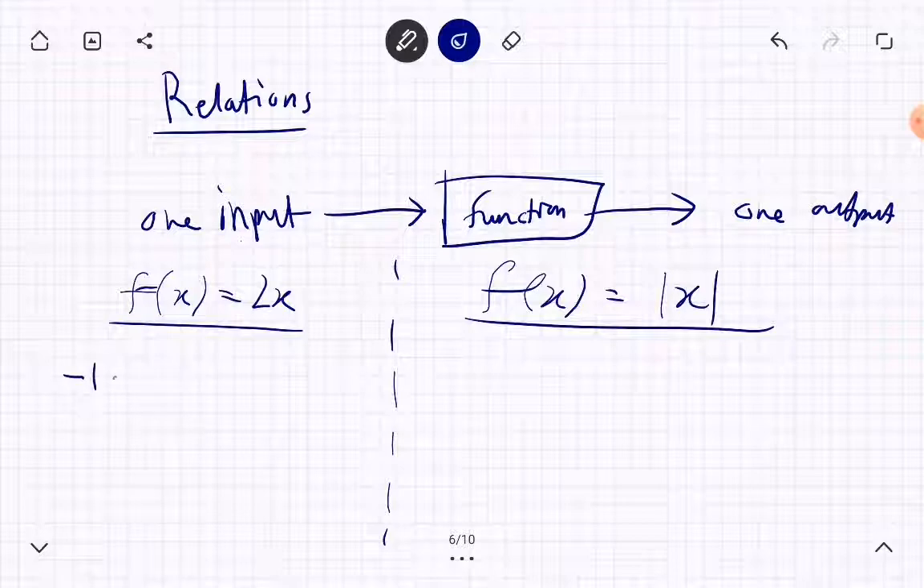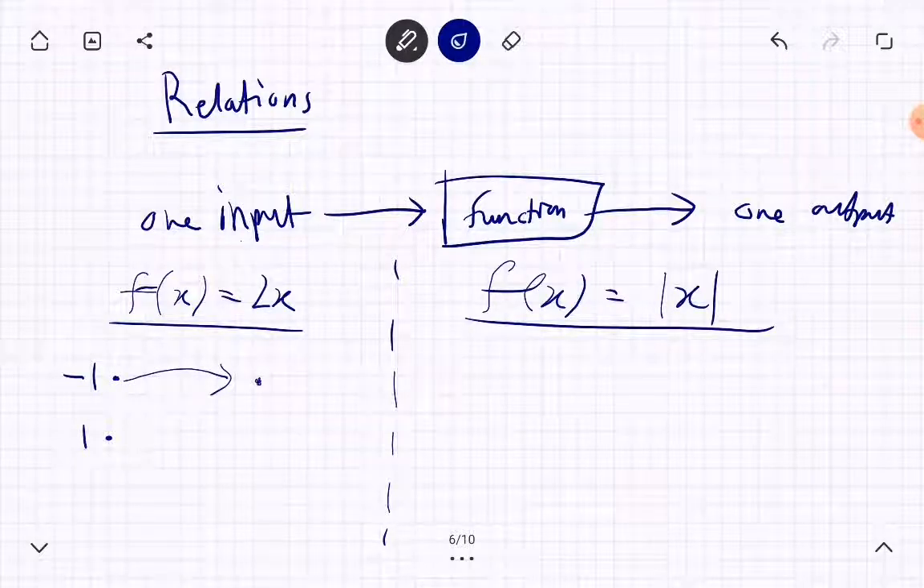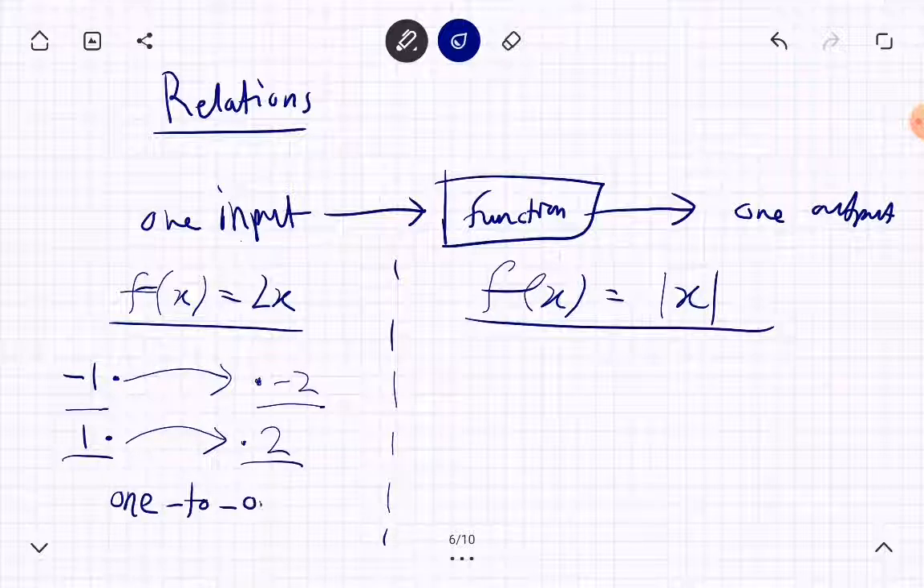We take two inputs, -1 and 1. So what is -1 mapped to? -1 will go to -2. 1 will go to 2 under the first function, right? So for different inputs, we always will have different outputs. So this is a 1-to-1 relation, meaning one input only goes to one output, and that's it. If you change the input, the output will be different.